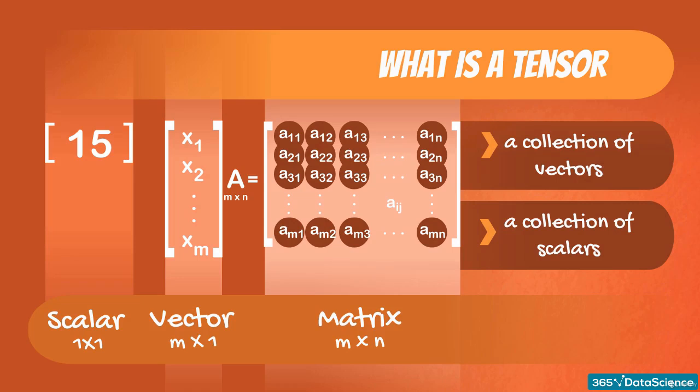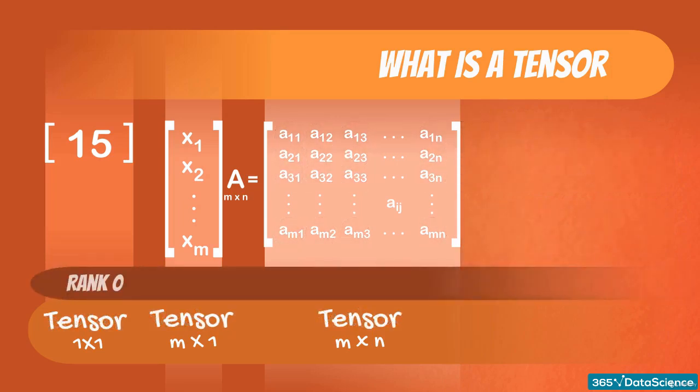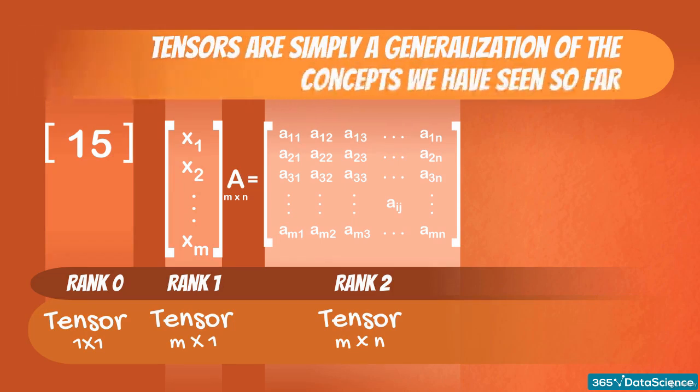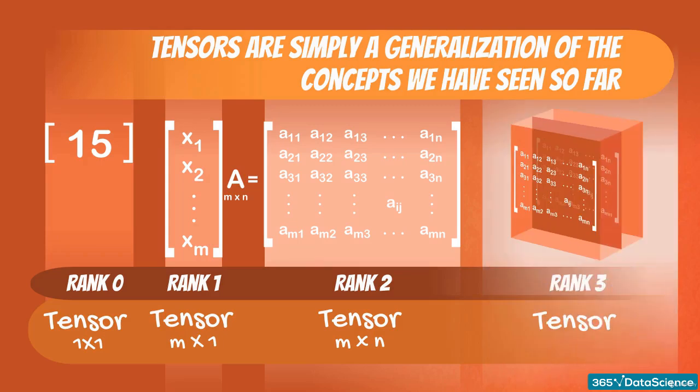Let's get to tensors. Now, a tensor is the most general concept. Scalars, vectors, and matrices are all tensors of ranks 0, 1, and 2, respectively. Tensors are simply a generalization of the concepts we have seen so far. An object we haven't seen is a tensor of rank 3. Its dimensions are k by m by n. It can be thought of as a collection of matrices.